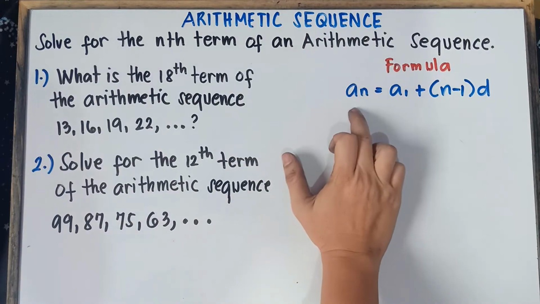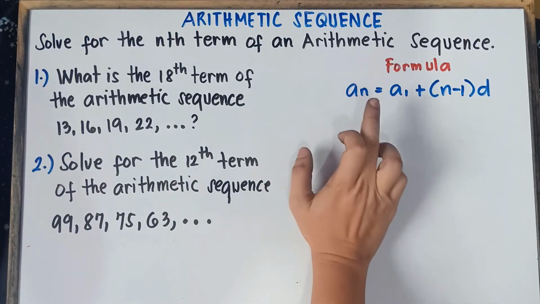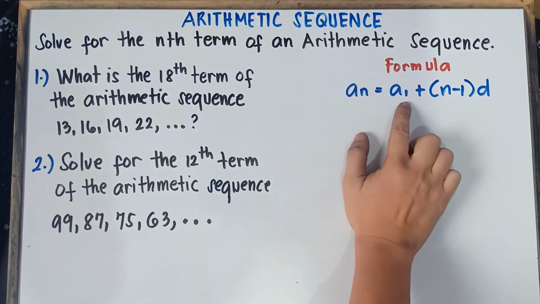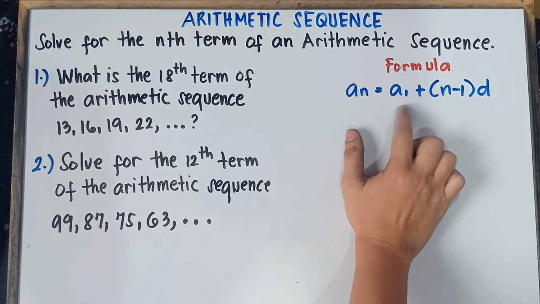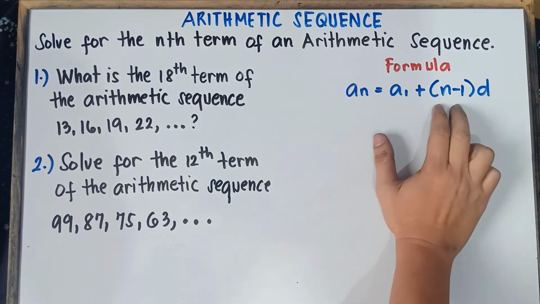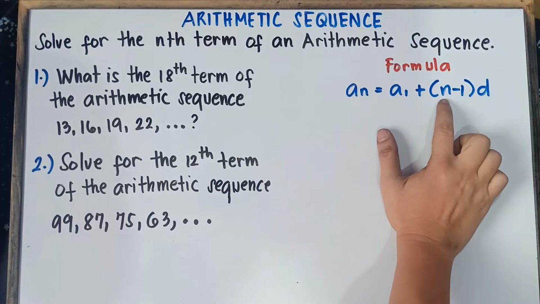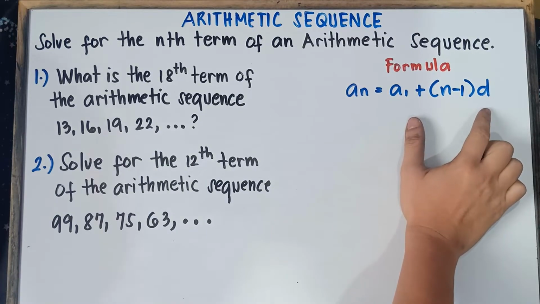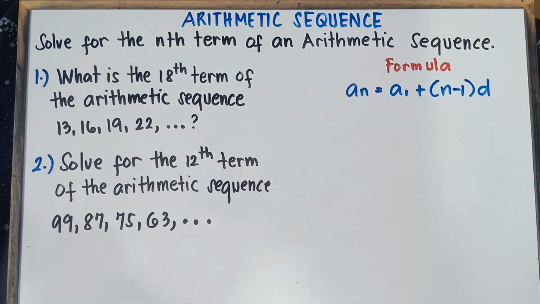We have a sub n, or the general term, or the term that you're looking to find, equal to the first term, a sub 1 is the first term, plus quantity n minus 1. So n is the number of terms, minus 1, and then d is the common difference. Alright, so let's start with example number 1.